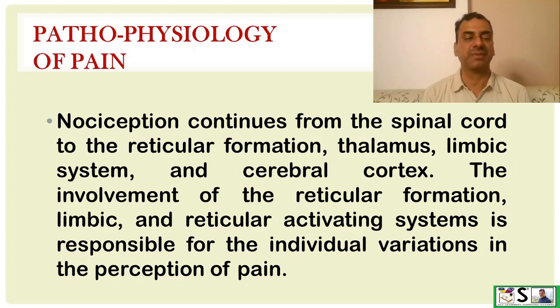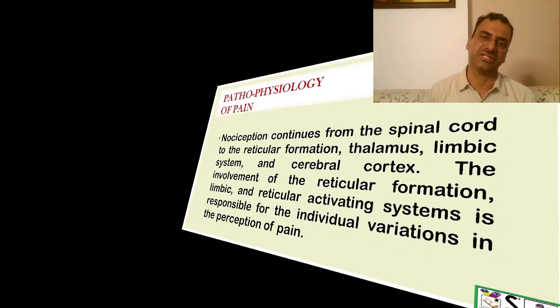Nociception continues from the spinal cord to the reticular formation, thalamus, limbic system, and then the cerebral cortex. The involvement of the reticular formation and limbic system is responsible for individual variation in the perception of pain, because the same pain may be perceived differently by different individuals.